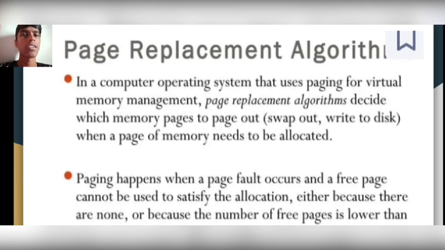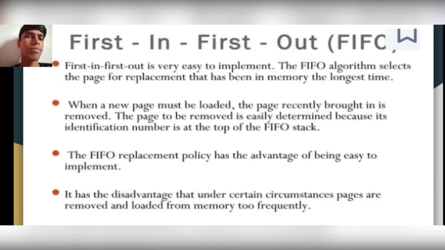Page replacement algorithm. In a computer operating system that uses paging for virtual memory management, page replacement algorithms decide which memory page to page out, that is, swap out or write to disk, when a page of memory needs to be allocated. Paging happens when a page fault occurs and a free page cannot be used to satisfy the allocation, either because there are none or because the number of free pages is lower than required.